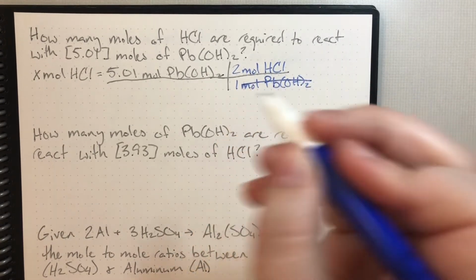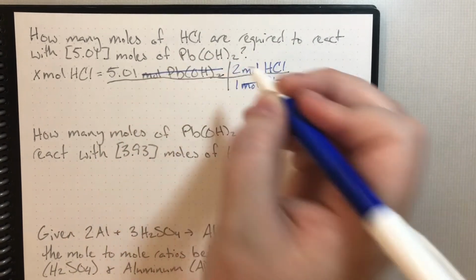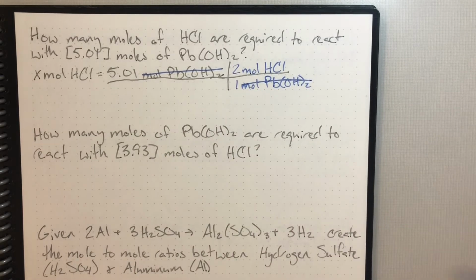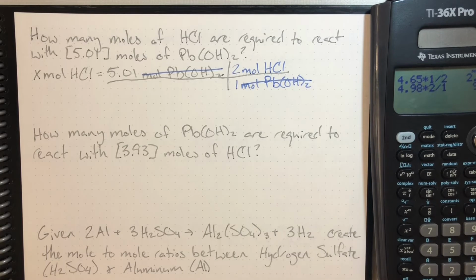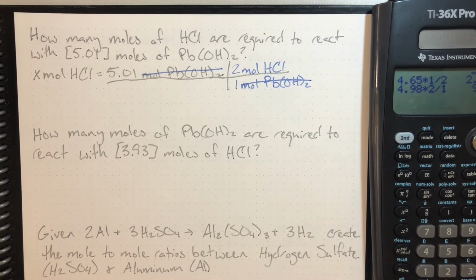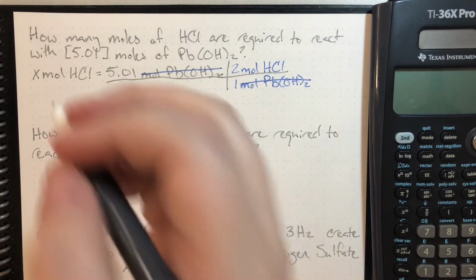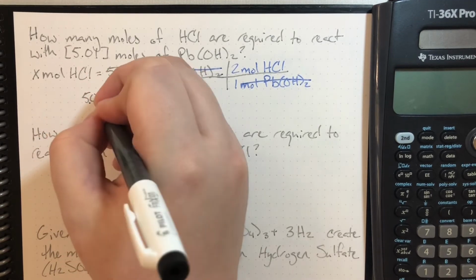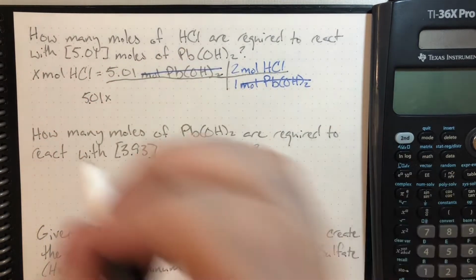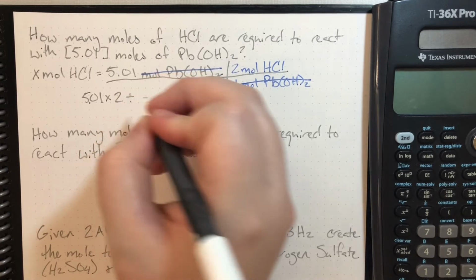Moles of lead(II) hydroxide appear in the numerator and in the denominator, which means that they will cancel. And that will leave me with the only English left in my math being moles of hydrogen chloride, which is the unit that I said that I wanted. So I can go ahead and write out my problem. So 5.01 times 2 divided by 1.